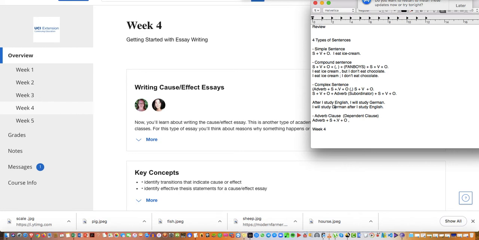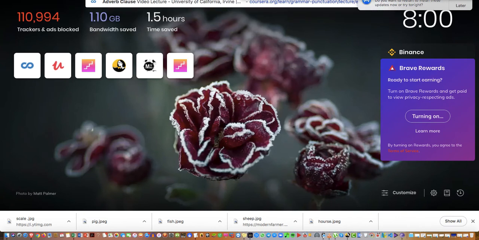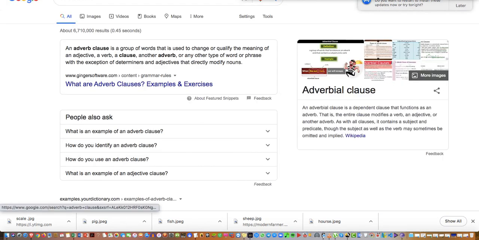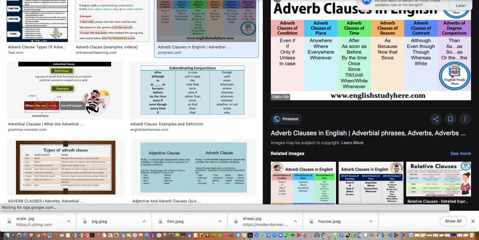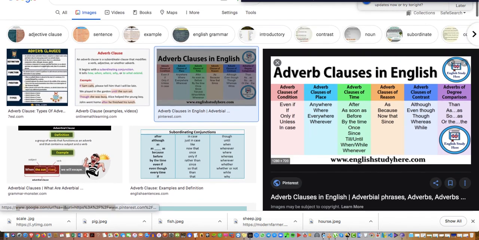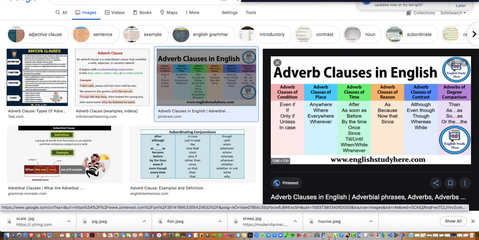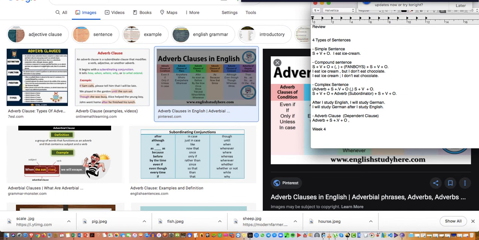We also call it an adverb clause, and there are lots of adverb clauses. You can just go and search on Google and see what comes up. Here are the adverb clauses that have appeared so far. We have even if, only if, unless, in case, as long as. All of these we call adverb clauses.